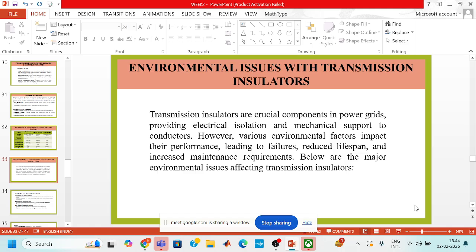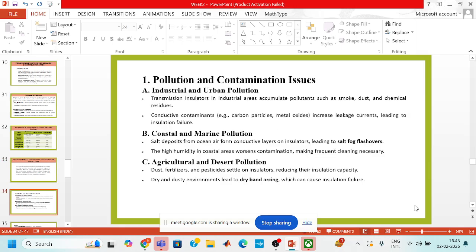Some of the major environmental issues that affect transmission insulators are, first of all, pollution and contamination. Due to industrial and urban pollution, transmission insulators in industrial areas accumulate pollutants such as smoke, dust, chemical residues, and conductive contaminants like carbon particles and metal oxide. These all increase leakage currents, which is why insulation failure occurs in transmission.